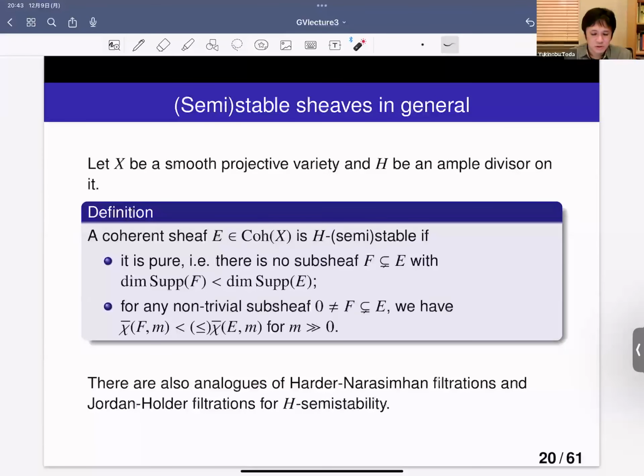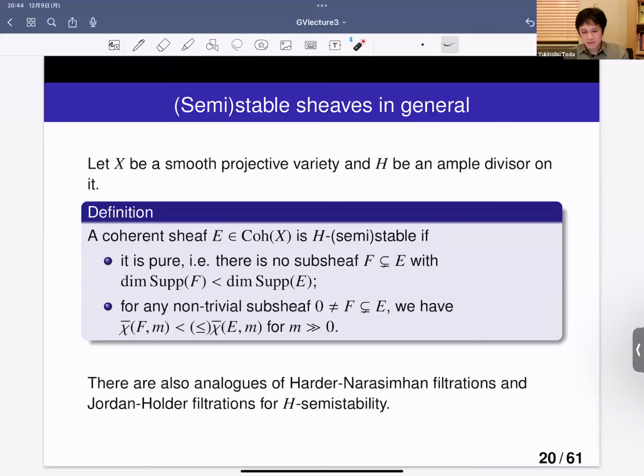Let X be a smooth projective variety, and let H be an ample divisor on it. Then a coherent sheaf E on X is called H-semistable or H-stable if, first, it is a pure sheaf. That is, there is no subsheaf where the dimension of the support is less than the dimension of the support of E. In the case of curves, this corresponds to E being either a torsion sheaf or a torsion-free sheaf. In the higher dimensional case, we also have a similar condition.